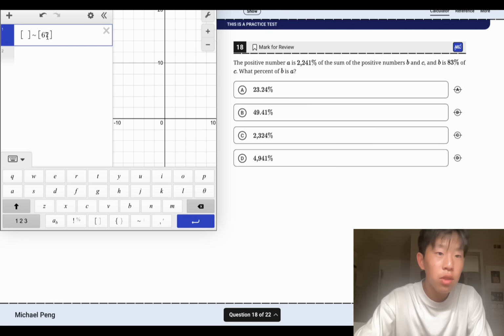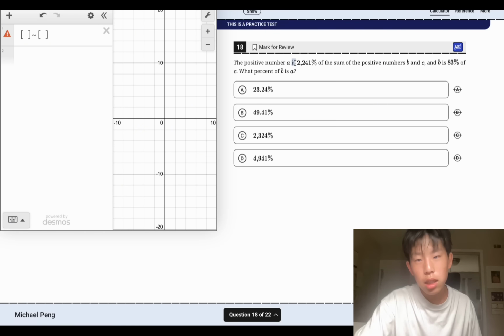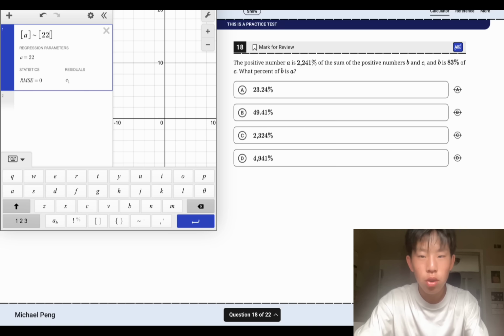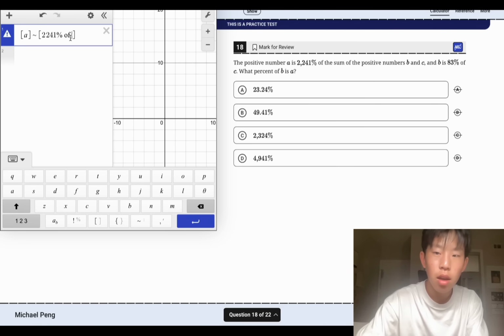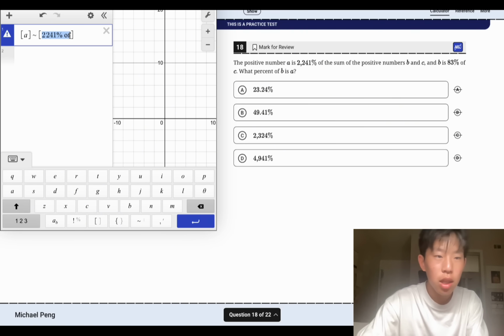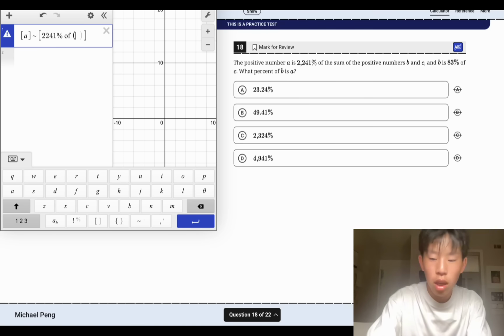So now, how do we do this for this question? First, we need to know vocabulary. "Is" is another way of saying equal sign. So just remember that. So when it says A equals 2,241% of the sum of the positive numbers b and c. Anytime you see an equal sign, you're going to get out of this bracket and then go to this one. So a is 2,240% of the sum of the positive numbers b and c. So the sum just means them added together, so b plus c.